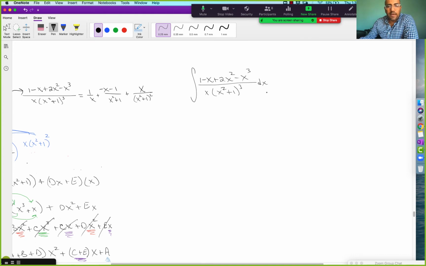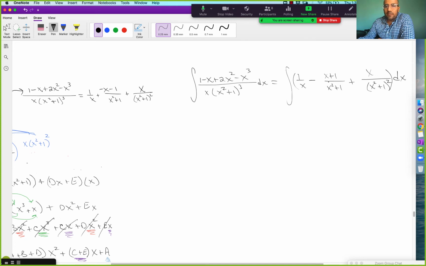cubed dx. Thanks to all my side work, I know that that's the same thing as figuring out the integral of 1 over x minus, I'm just going to factor out a little minus from there, minus, and then x plus 1 all over x squared plus 1, plus, and then we have x over x squared plus 1 squared. Good. Okay, and so this whole thing, dx.